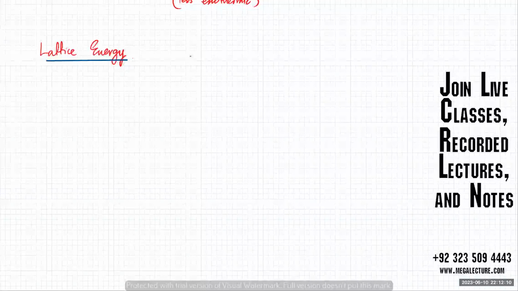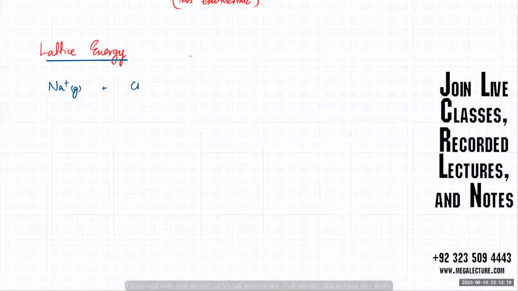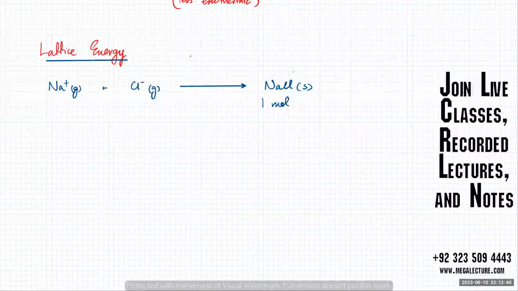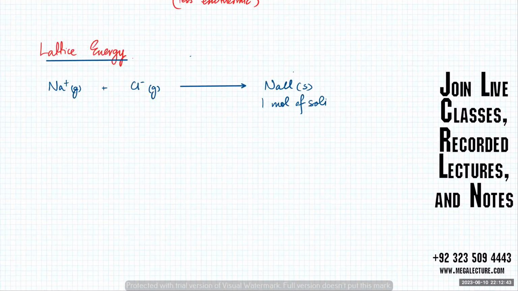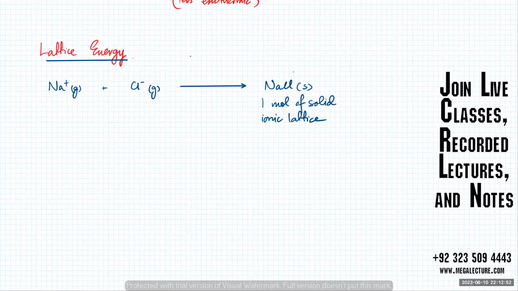This is what the reaction is: if you have gaseous ions, like Na+1 in the gaseous state and Cl-1 in the gaseous state, together they're going to form NaCl, which is going to be a solid. So it's about forming 1 mole of solid ionic lattice, and you form it from its gaseous ions.